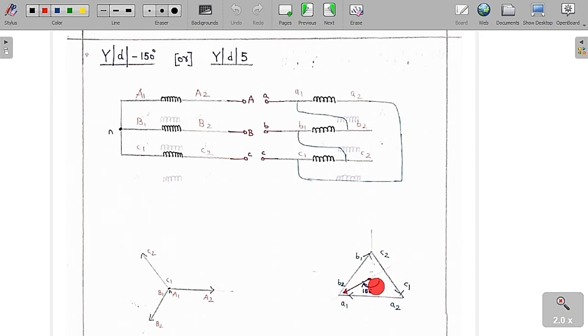So at the middle point N to this A1 we have to join a vector and this is a horizontal line. So we can say this is the horizontal line, it is lagging. We can say now the LV winding is lagging. The LV phase voltage is lagging the HV phase voltage by 150 degree. So we can say it is a minus 150 degree. So therefore the LV winding phase voltage is lagging the HV winding phase voltage by 150 degree.